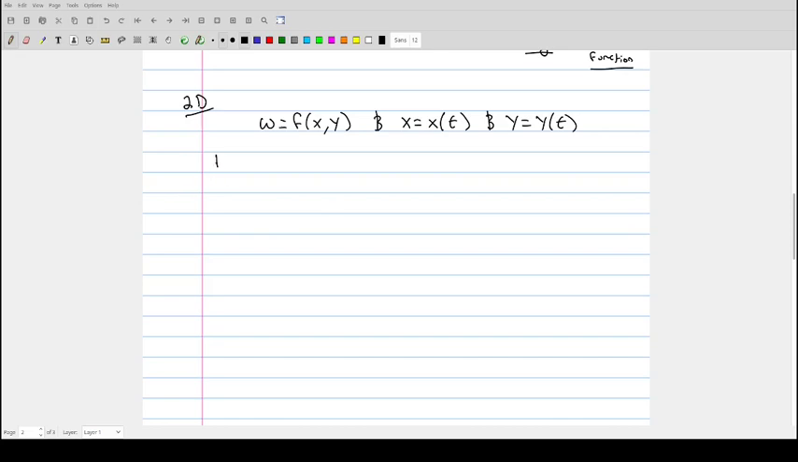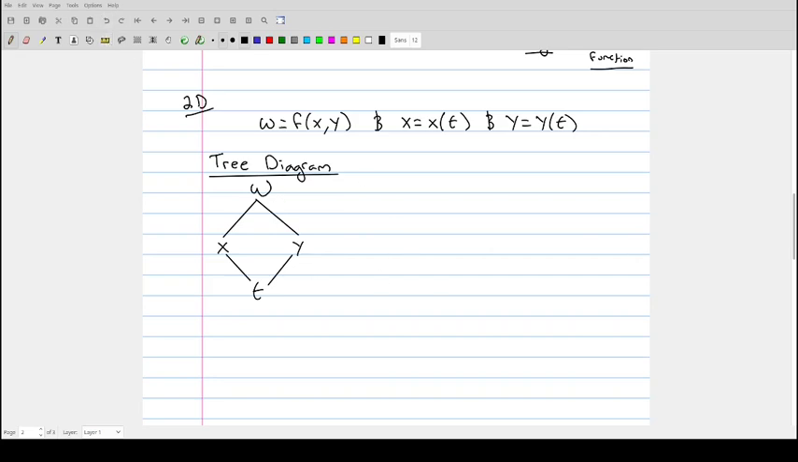So the tree diagram for this scenario is given by the following. We have at the top, W is the final output of this function, but because W is a multivariable function, it itself depends on two things. It depends on x and y. And each one of these values, x and y, also depend on t. So you see that the chain of dependence, or the tree diagram for this scenario, is a little bit more complicated.